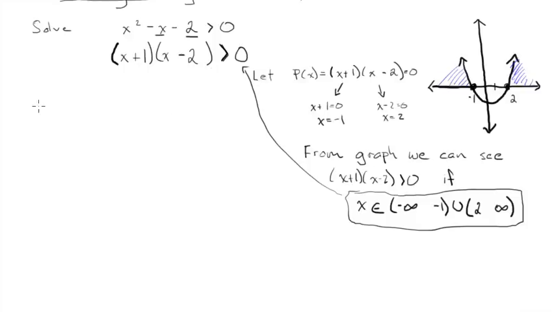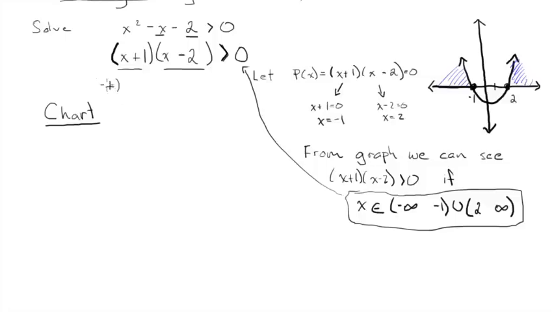So another way to do this is what I'll call making a chart. What we do when we make a chart is we think about the two factors here, and the fact that these factors multiply to give us a positive number. If you're multiplying two numbers and you get a positive number, that means that both these factors must be positive, right?